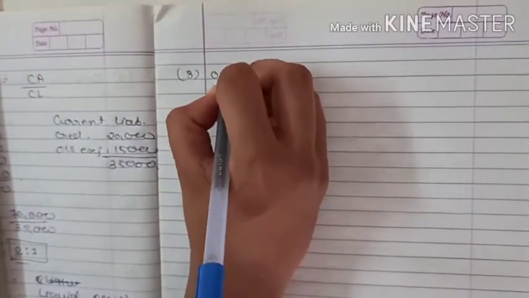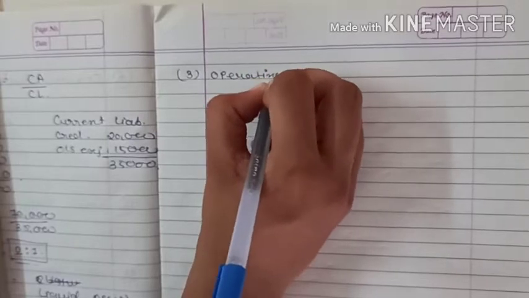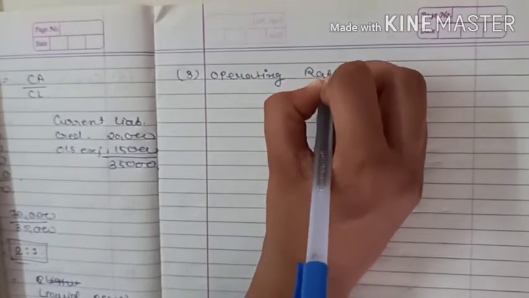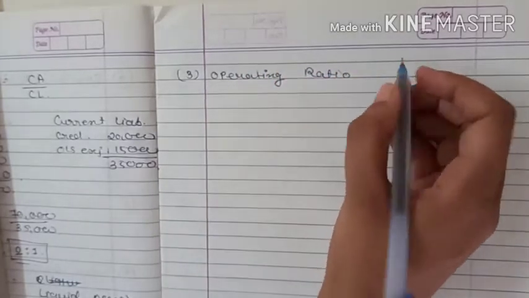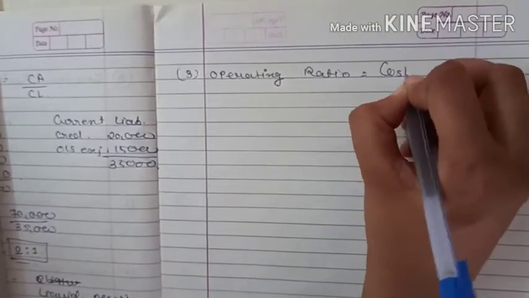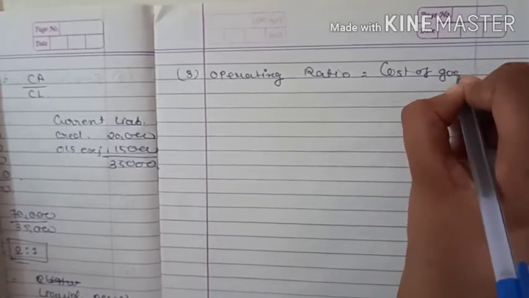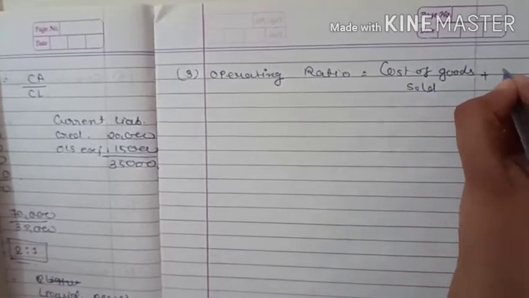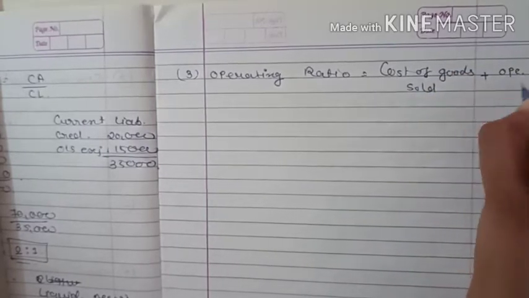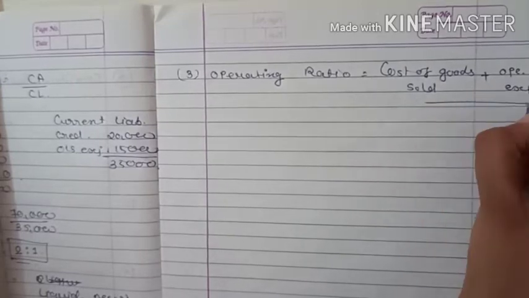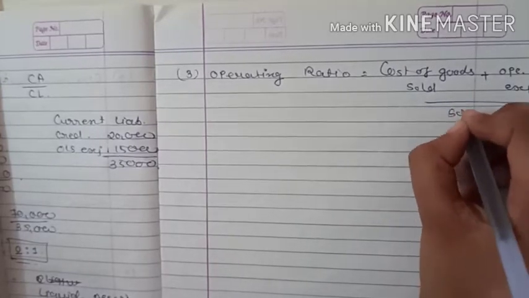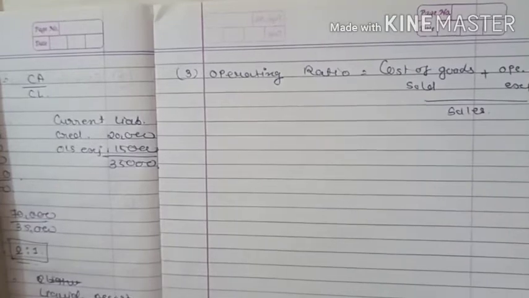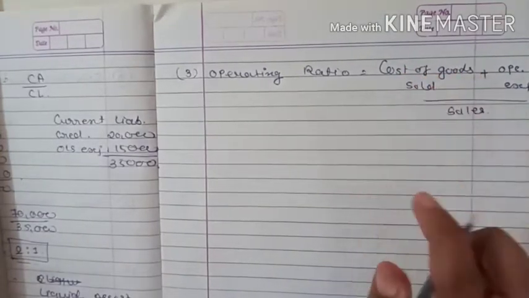Third ratio is operating ratio. Operating ratio is equal to cost of goods sold plus operating expense divided by sales. Right? So first we have to find out the cost of goods sold.